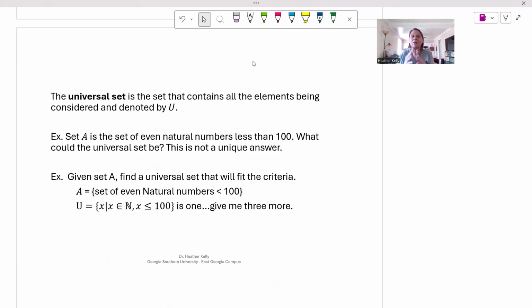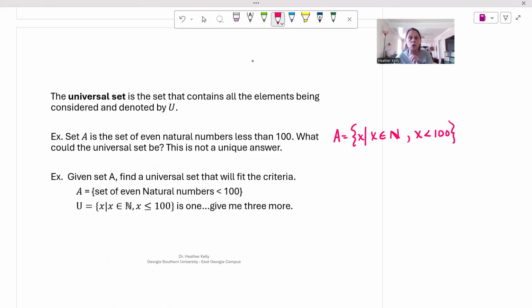Set A is a set of even natural numbers less than 100. So we've got A is equal to X such that X is an element of the natural numbers and X is less than 100. Notice I didn't say less than or equal to. It is straight up less than. Be very mindful when you read. It's all about real critical reading.